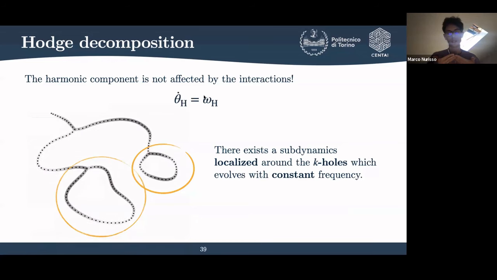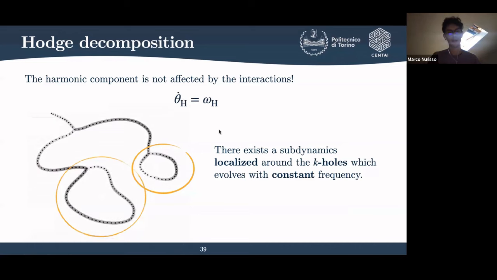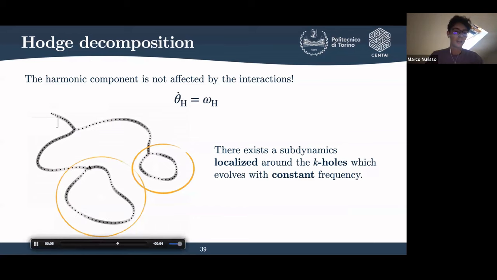So these subdynamics of the model always move at constant speed, and it is not at all affected by the interactions or the coupling strengths and so on. And given that it is harmonic, we can see it being localized around the k-dimensional holes. And this is explaining something of the behavior of the model that we see here. It's explaining the fact that we see this circulation at constant speed, as these waves move at constant speed around exactly the k-dimensional holes, so the cycles of the graph in this case.